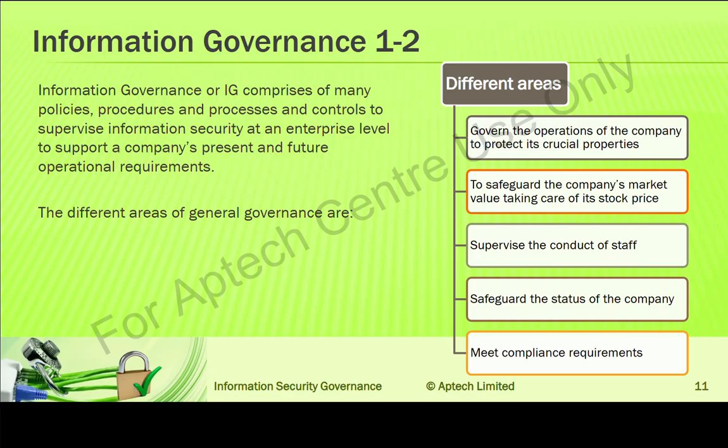Now, these are the different areas we have. The different areas of governance are, number one, to govern the operation of the company to protect its crucial assets. This angle governs the day-to-day activities, the processing, the operation of the business. Are you with me? To protect the critical assets used for the processes and business operation. And we also have to safeguard the company's market value, taking care of its stock price.